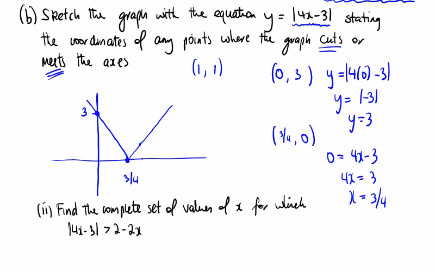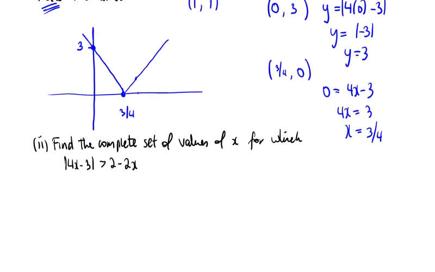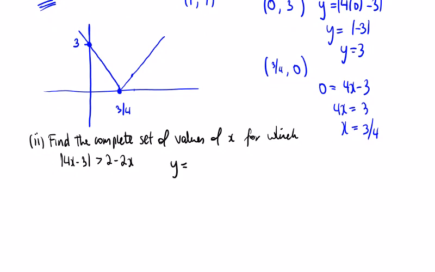Part 2 of this question, find the complete set of values of x for which the absolute value of 4x minus 3 is greater than 2 minus 2x. We're going to use algebra in a second to solve this, but let's have a look at it graphically. Imagine that y, as a function on its own merit, is equal to 2 minus 2x. Let's get a couple of points here. If x is 0, you can see y would be 2. And if y is 0, you can see that 2x equals 2, so x will be 1. So if we plot those points 1, 0 and 0, 2 approximately.